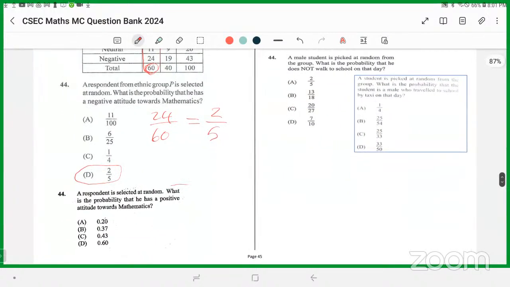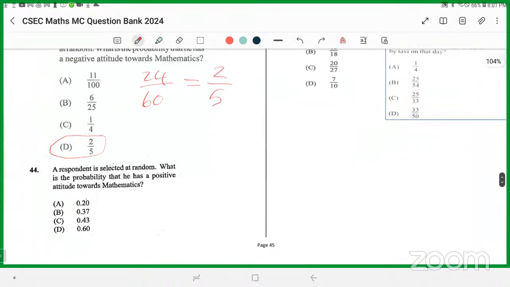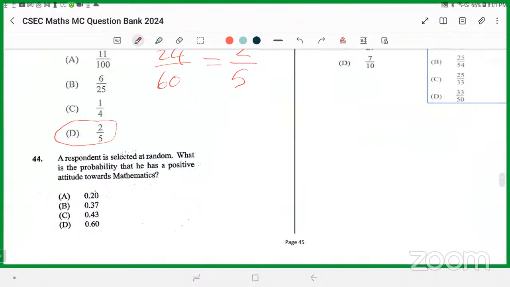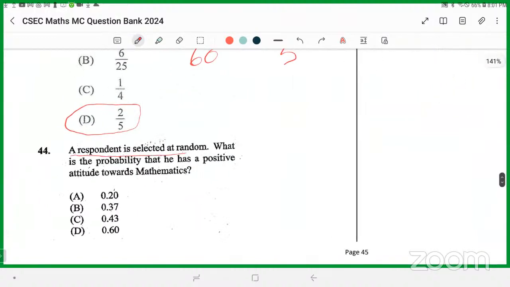Here's another question on a different paper from the same table. Same 44 again, a different exam. Same table, different exam. A respondent is selected at random. What's the probability that he has a positive attitude towards math? Because it's a respondent, they're coming out of everybody now. You want it from the full 100 persons, and you want the total persons who had a positive attitude towards math out of the 100.